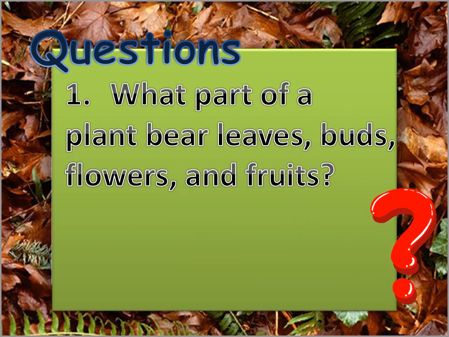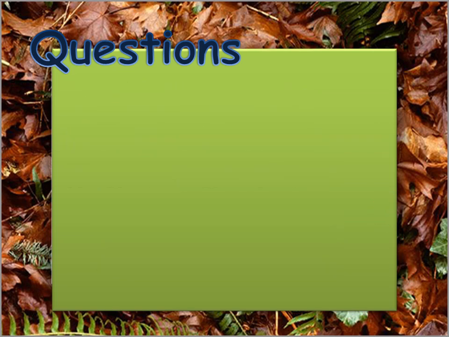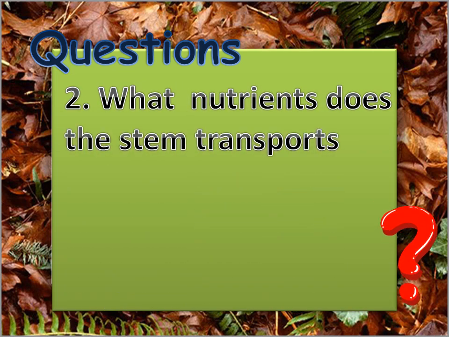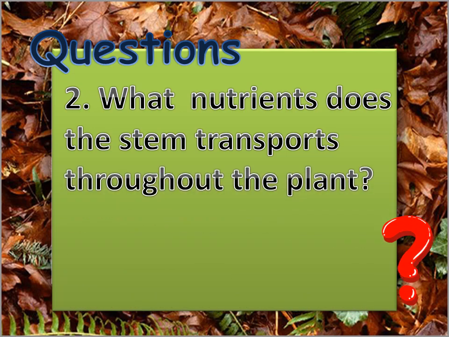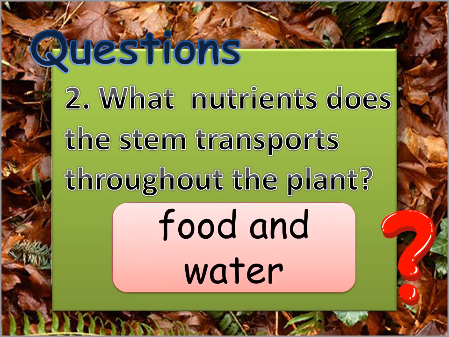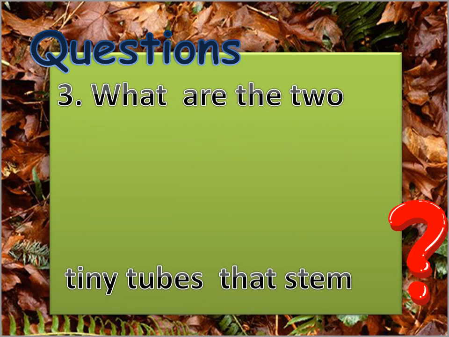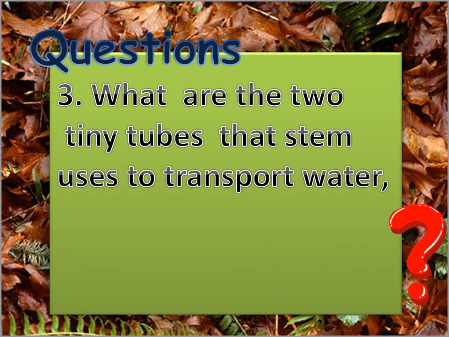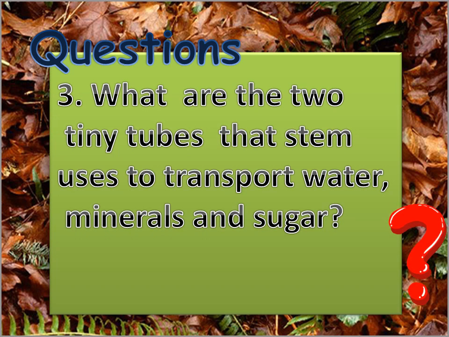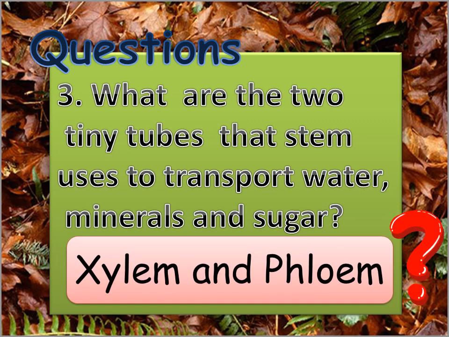Now I have some questions for you. What part of a plant bears leaves, buds, flowers, and fruits? Yes, stem is the answer. Next question. What nutrients does the stem transport throughout the plant? The answer is food and water. Next, number three. What are the two tiny tubes that the stem uses to transport water, minerals, and sugar? And I have also a hint for you. One is going up and the other one is going down. So what is the name of these two tiny tubes? This is xylem and phloem.